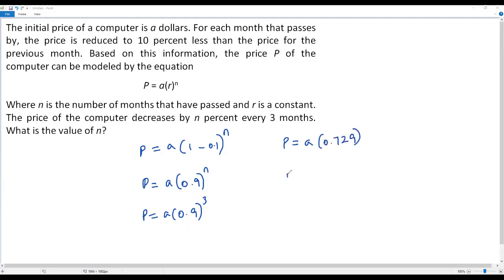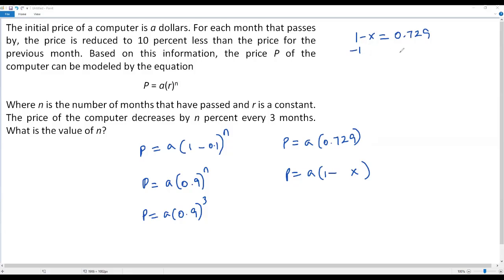0.729. Now I have to write this in the format A times (1 minus some value). So I have to write some value here so that this is equal to 0.729. Let me assume x here, so that 1 minus x equals 0.729. Now let me solve for x. That is, 1 minus x equals 0.729.